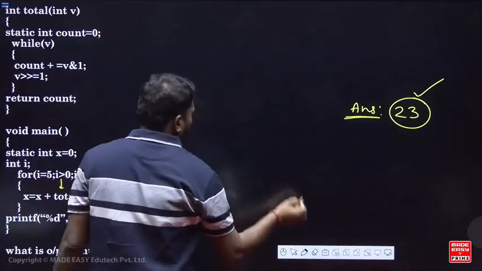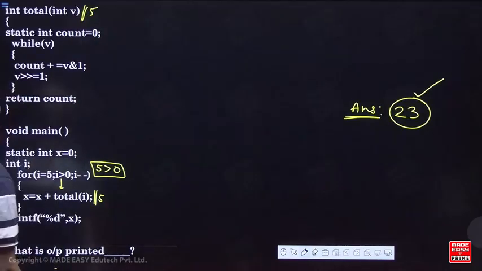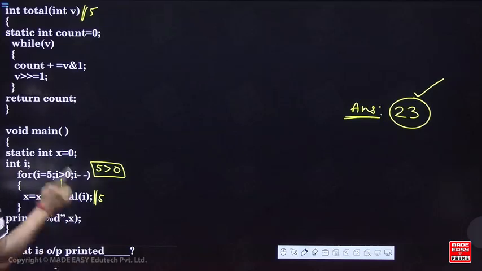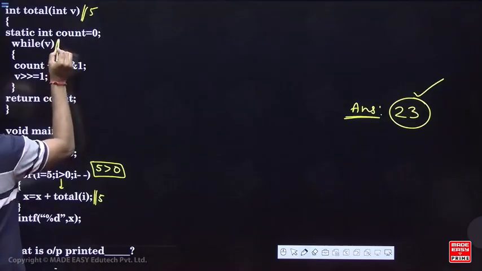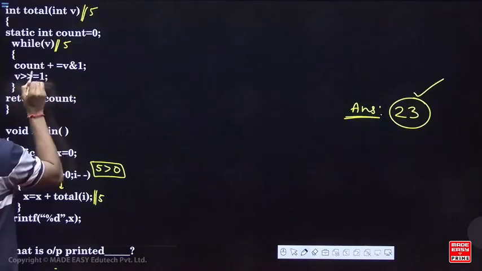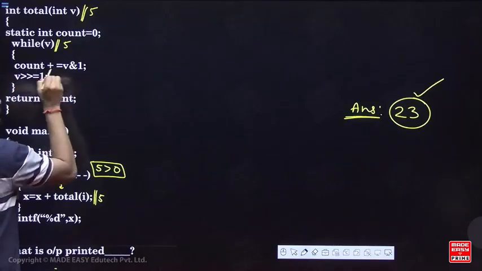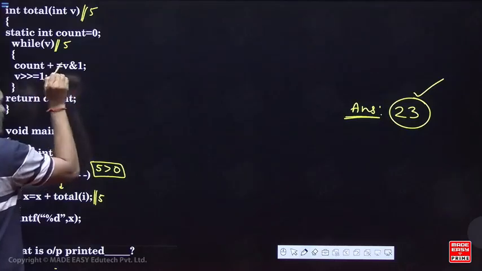So 5 will be received in V. Okay, that is 5. And next, again you have a static integer count, so count value 0. While V, now tell me, in the first iteration what is happening? While V value is 5, you are passing 5. Now count equal to, what is the meaning of this? Count equal to count plus V and 1. This is indirectly count equal to count plus (V and 1).